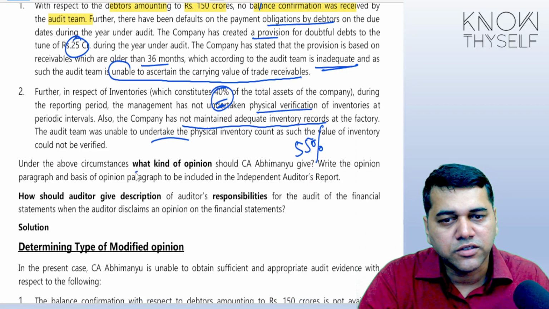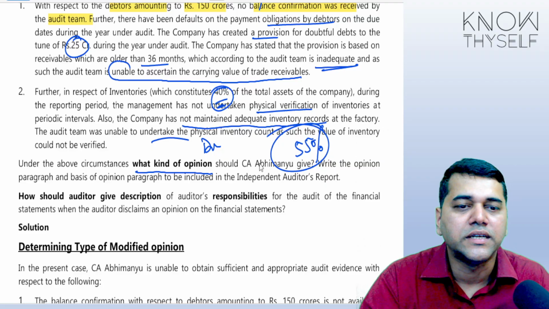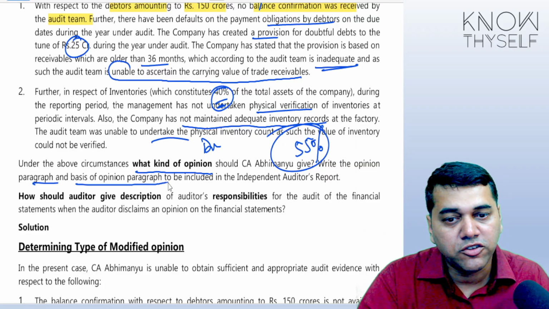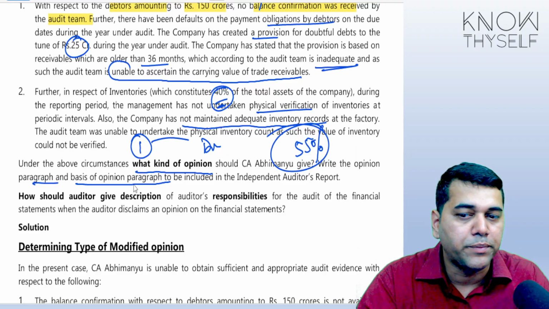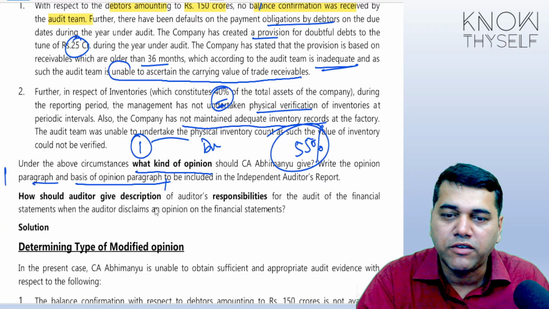Under the above circumstances, what kind of opinion should you express? Yes, we will explain that. We have to give a disclaimer because it is material and pervasive. Write the opinion paragraph and the basis of opinion paragraph to be included. Okay, so question number 1, what kind of opinion? I showed you, 1 mark. Write the paragraph, 1 mark. Basis of opinion paragraph, 1 mark.